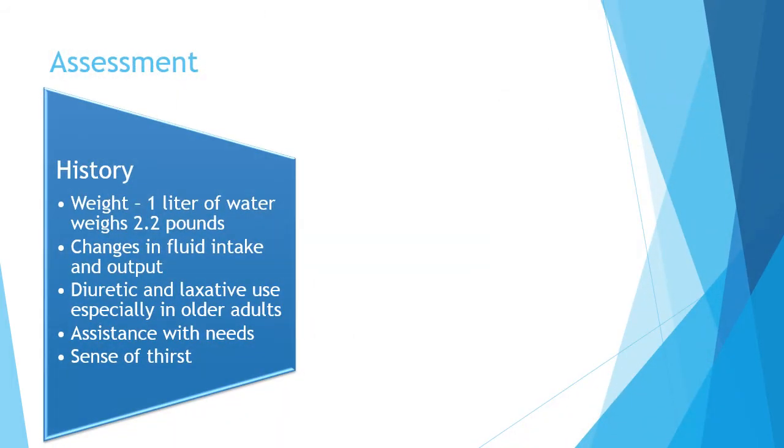During the assessment process, a general history is needed. One way of organizing the history data is to assess the patient's fluid status and use Gordon's functional health patterns. Remember, 1 liter of water weighs 2.2 pounds. You will assess the patient for any changes in fluid intake and output. Question if they have been taking a diuretic or a laxative. Inquire if they need assistance with their needs, and ask questions in regards to their sense of thirst.